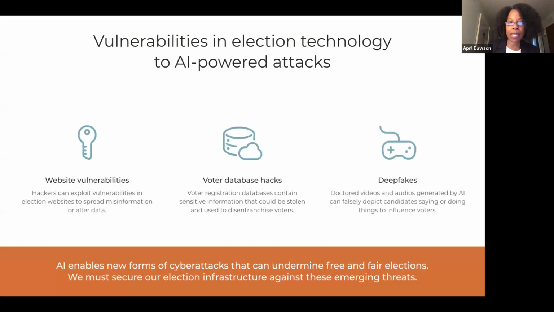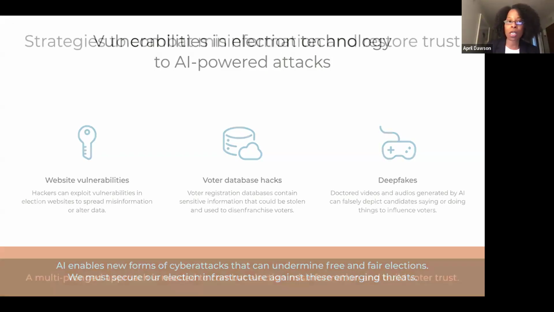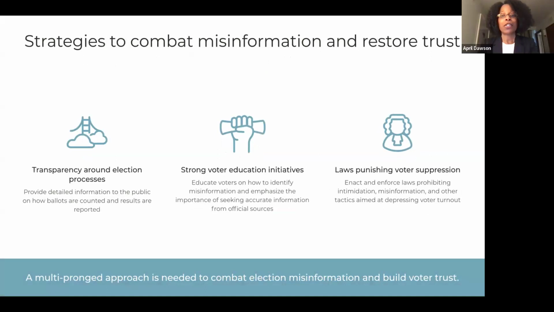Let's see. This next slide, I think I'm going to skip this slide because we've kind of talked about those, and we've got just a little bit of time left, and we want to leave some time for questions. And we want to talk about strategies to combat misinformation and restore trust.